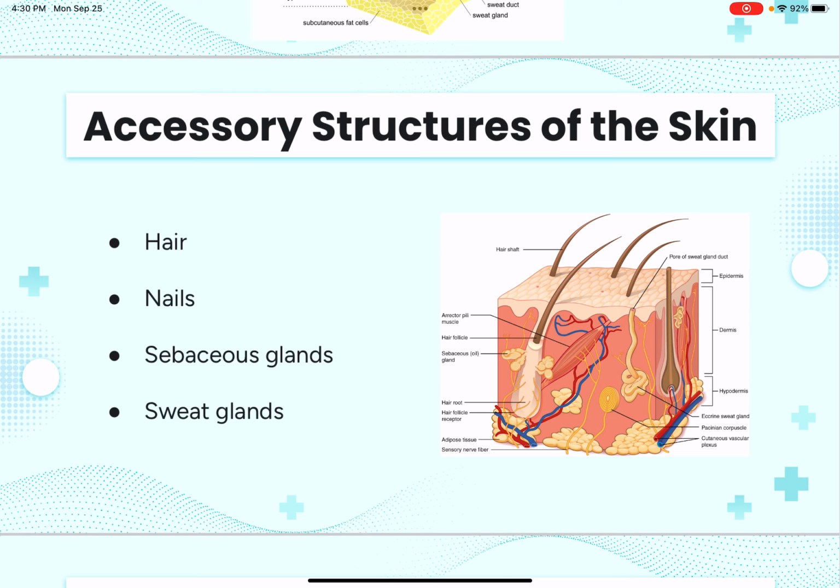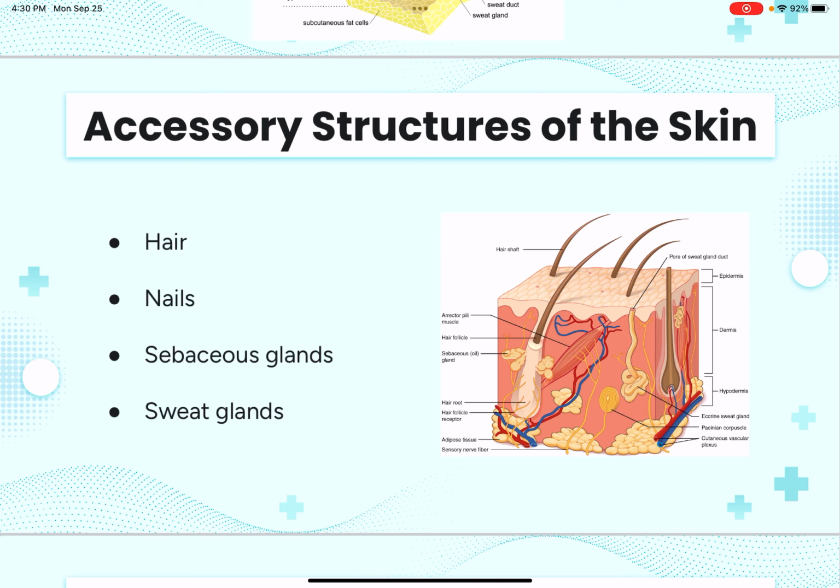Nails develop from horny epidermal cells and consist mainly of a closely compressed, tough substance, keratin. The nail body is the visible part of the nail. The nail bed is the layer of epithelium below the nail. Nail beds are rich in capillaries. These blood vessels give nails their pink color. Nails protect the ends of the fingers and the toes.